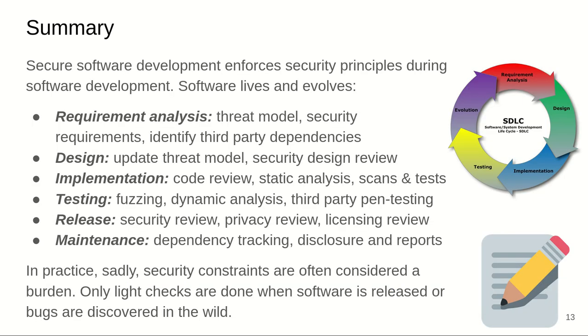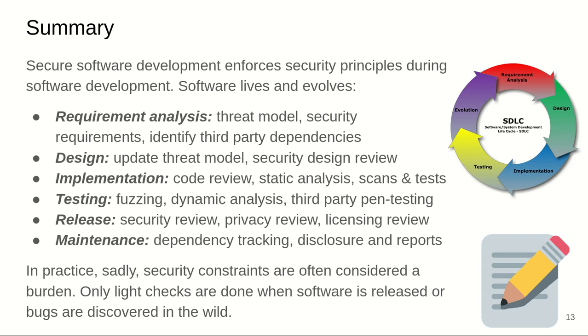So as a summary, we've looked at the secure development lifecycle. Secure software development enforces security principles during development, and software should be seen as a living thing that evolves and changes over time. You'll have to carry out requirement analysis where you look at the threat model, security requirements, and identify third-party dependencies and so on. Then during design, you update and refine the threat model. You'll carry out the security design review to tie back to the initial requirements.